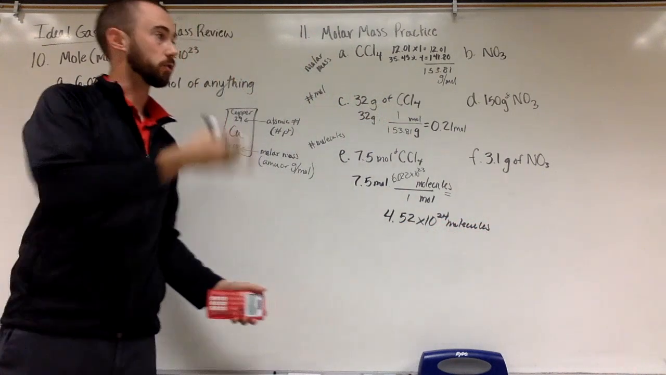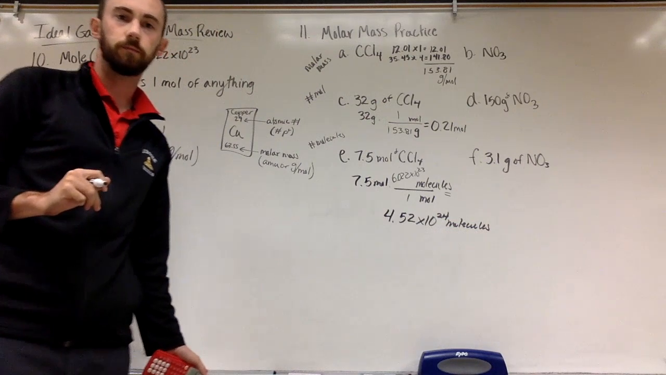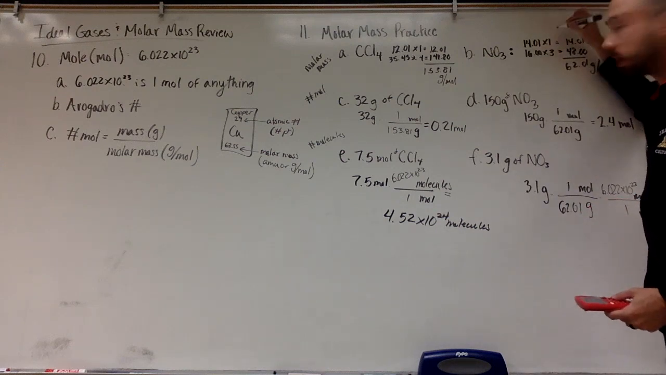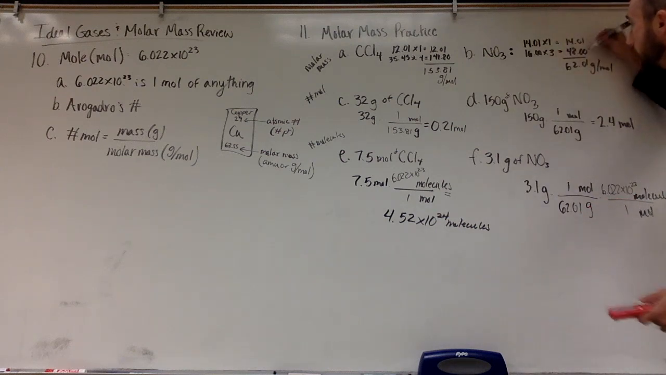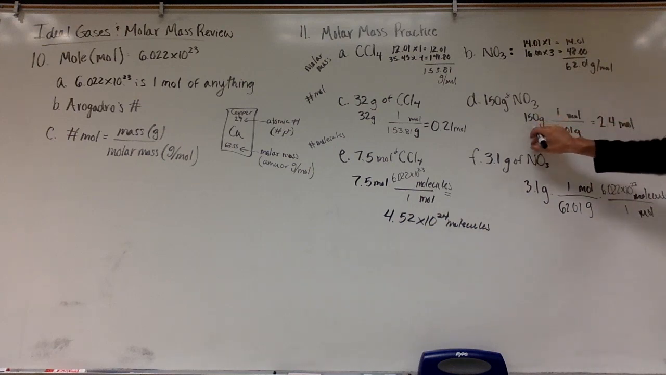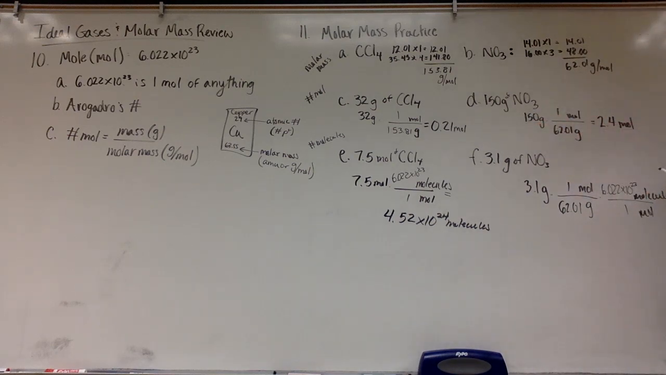At this point, I want you guys to try out the other ones. We'll come back together in just a second and go over them. Okay, so I solved this here. Nitrogen, I've got 1 of them. It's 14.01. Oxygen is 16. I've got 3 of those, so I multiply, add them together, I get 62.01 as my molar mass. I can then use that over here. I divide my mass by my molar mass to find out I have 2.4 grams, or sorry, 2.4 moles.